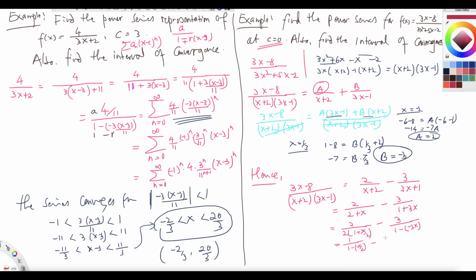And then minus, you can write 3 over, you have 1 minus minus 3x. You have that thing, right? By the way, is that 3x plus 1? I think this is 3x minus 1. I'm sorry, I made a mistake there. So it should be 3x minus 1. So I get 3x minus 1.